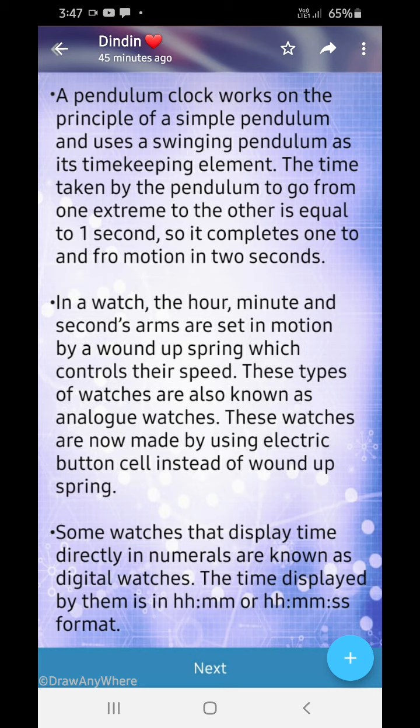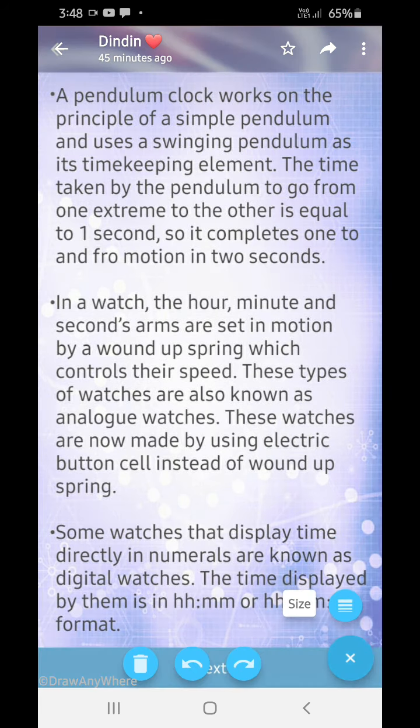In a watch, the hour, minute and second arms are set in motion by a wound-up spring that controls the speed. These types of watches are also known as analog watches. These watches are now made with electric button cells instead of a wound-up spring. Some watches display time directly in numerals and are known as digital watches. You've seen some friends wearing them. The time displayed by them is in hour and minute, or hours, minutes and seconds format.